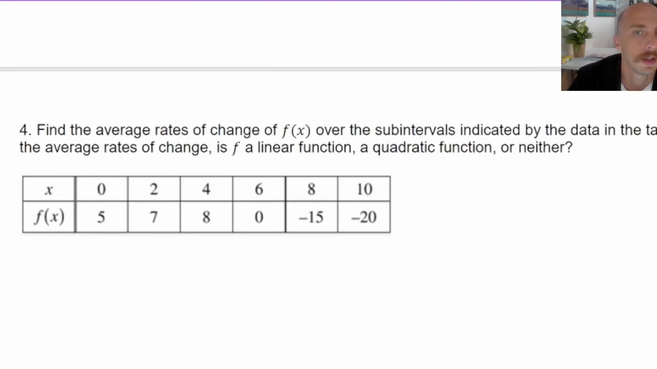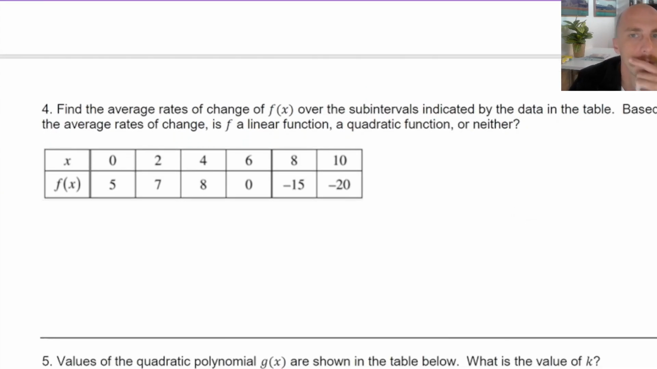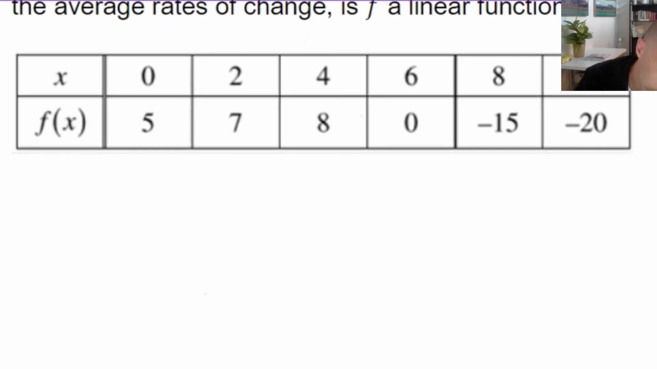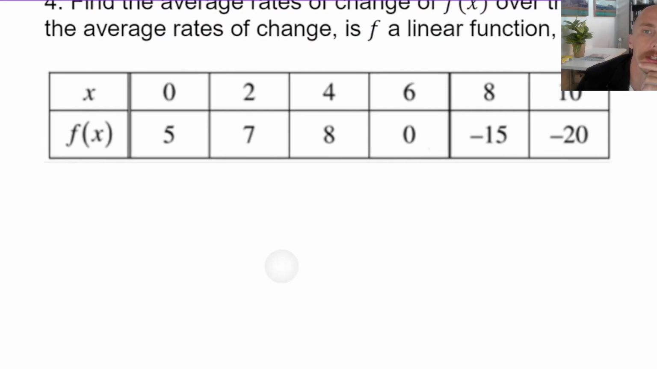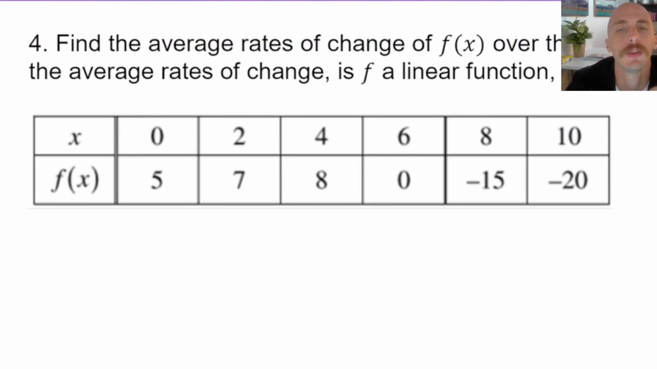Right, next we've got a table of data for this function f, and based on the table, are we looking at linear, quadratic, or neither? So we're going to need to look at the average rates of change and look at the spacing of the x intervals. They are evenly spaced, so if the average rates of change form a clearly linear pattern, then we'll know that f is quadratic.